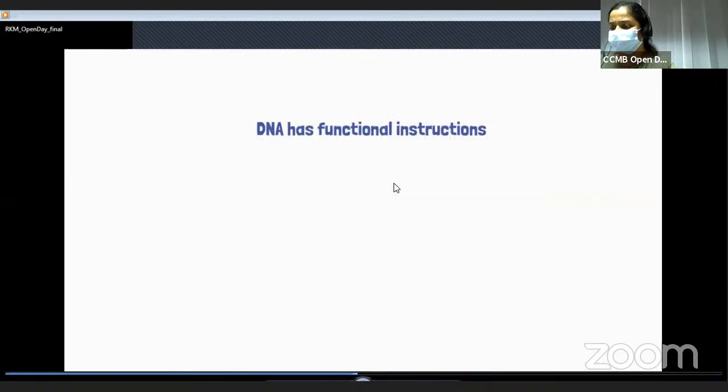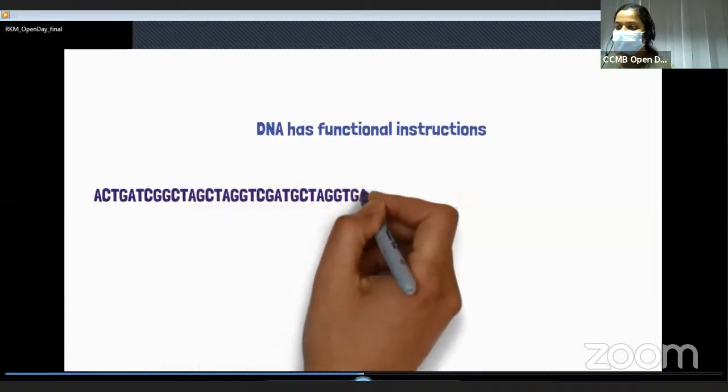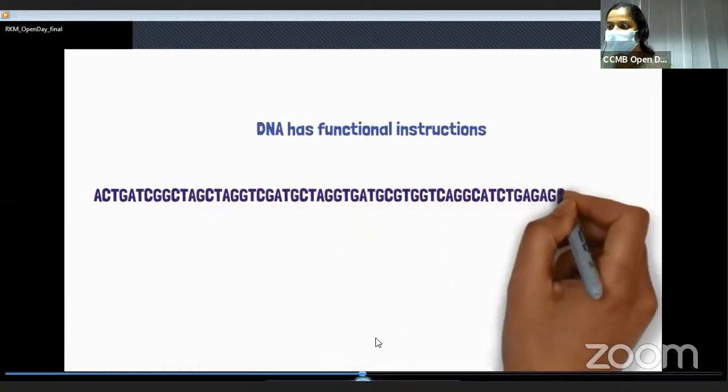So what is this DNA? So how do we know what this DNA is? The DNA is made up of 4 nucleotides called ATGC, a string of DNA here, as you see here. But how do we interpret this language? It's not like English where you can read words and sentences.